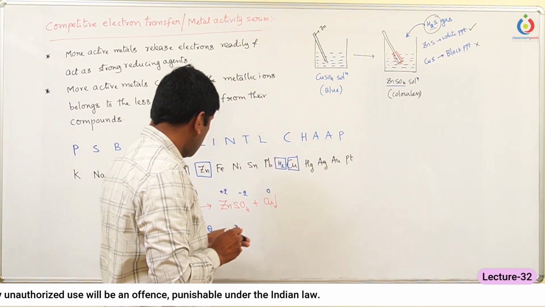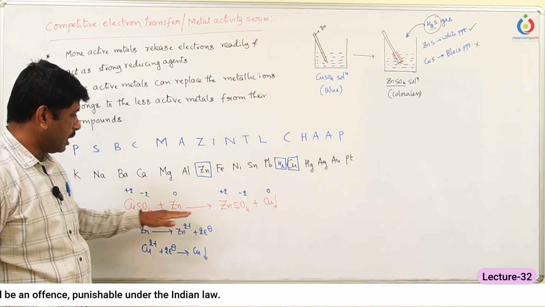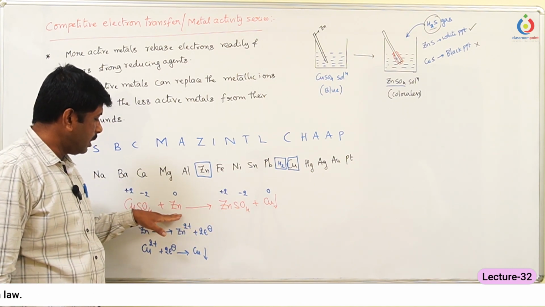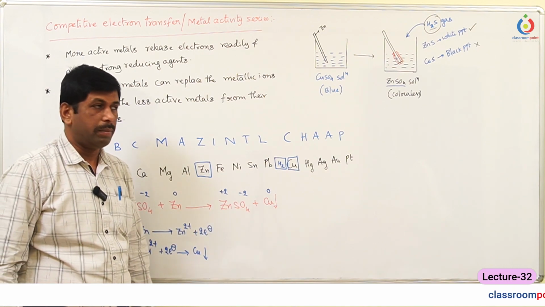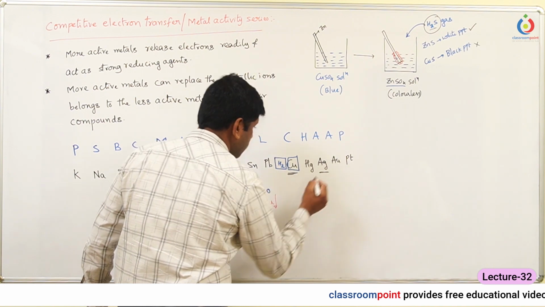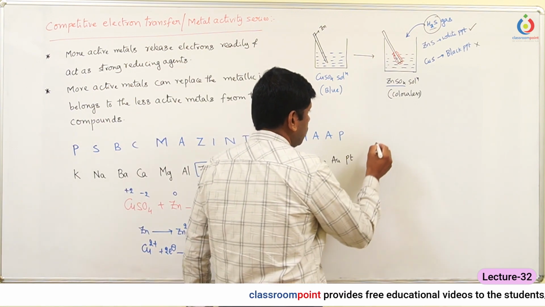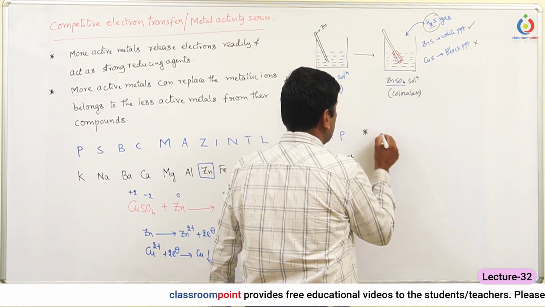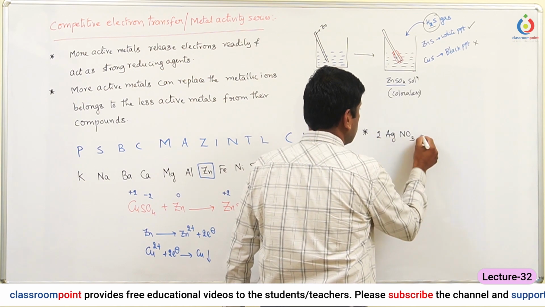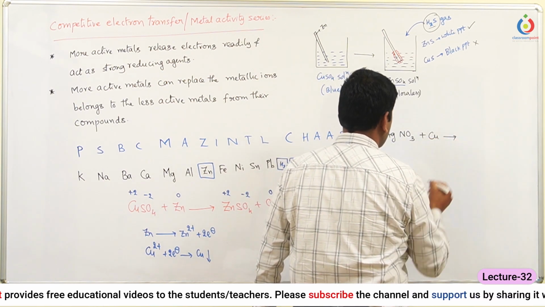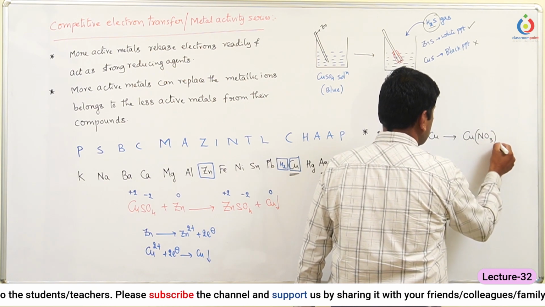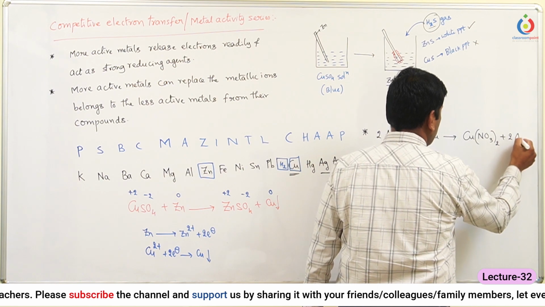Okay. Now here, if you consider the zinc and copper, so that we can understand that zinc is more active, copper is less active. Zinc is the more reducing agent compared to the copper. Now let us take another two elements, that is copper and silver. Let us take the example. When silver nitrate on reaction with copper gives copper nitrate solution and silver gets deposited.